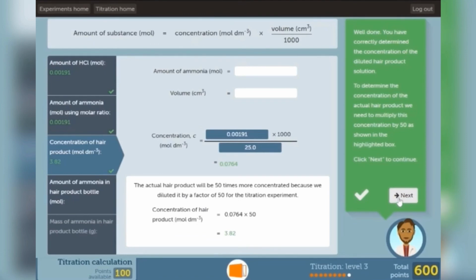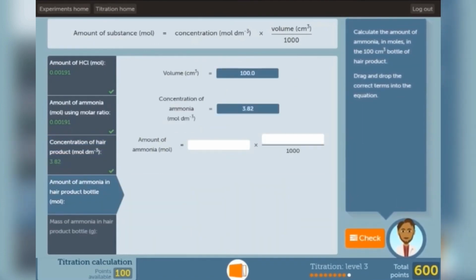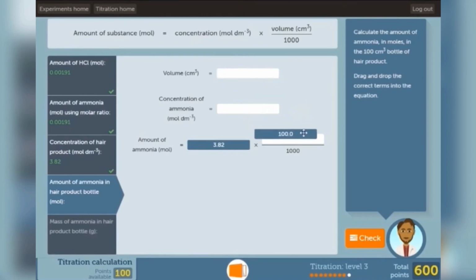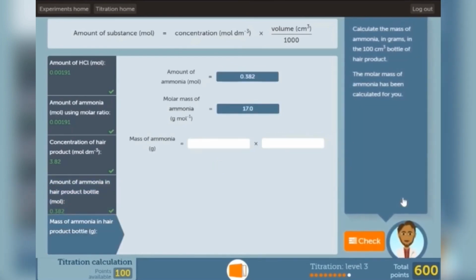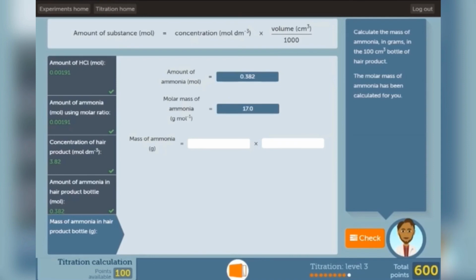The amount of ammonia in the hair product bottle is the concentration of ammonia times the volume. Then we get 0.382 mole. The mass of ammonia is the amount of ammonia multiplied by the molar mass of ammonia, which is 17 gram per mole. And the final answer we get is 0.49 gram.